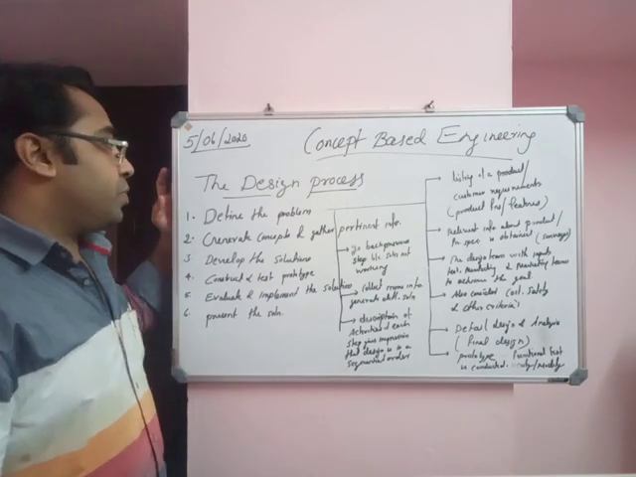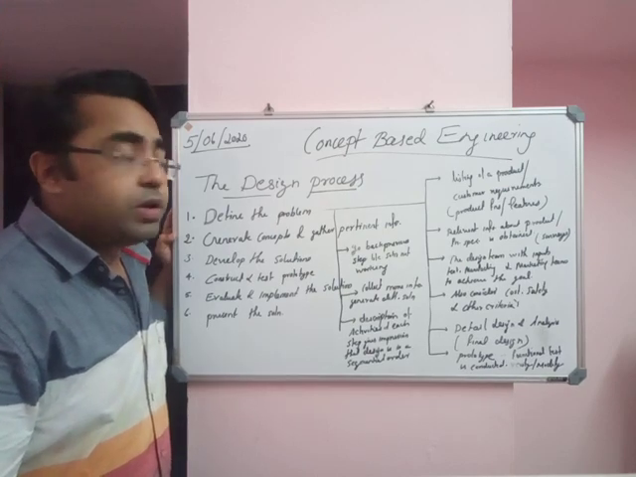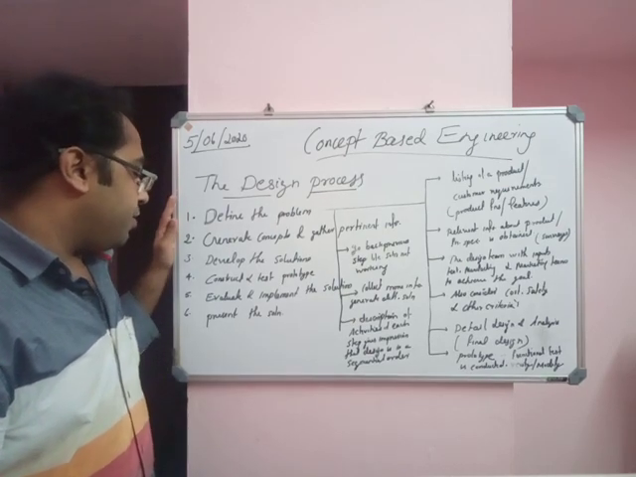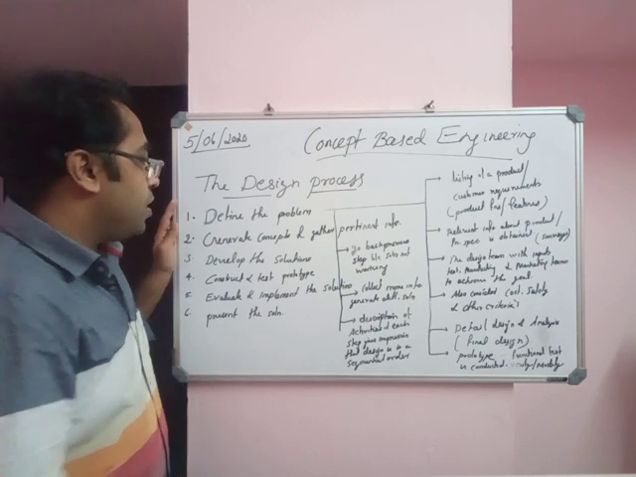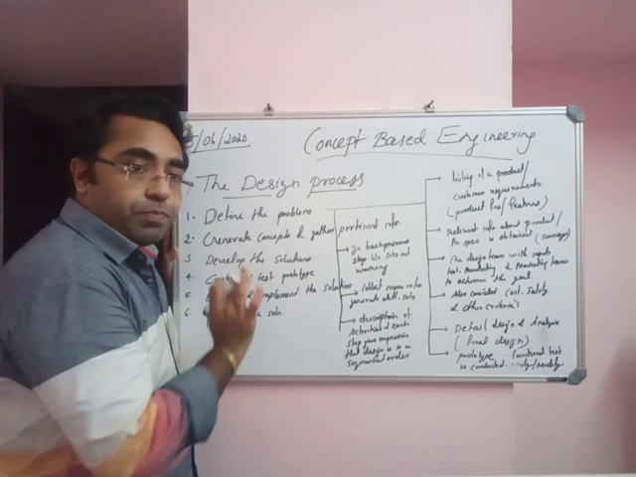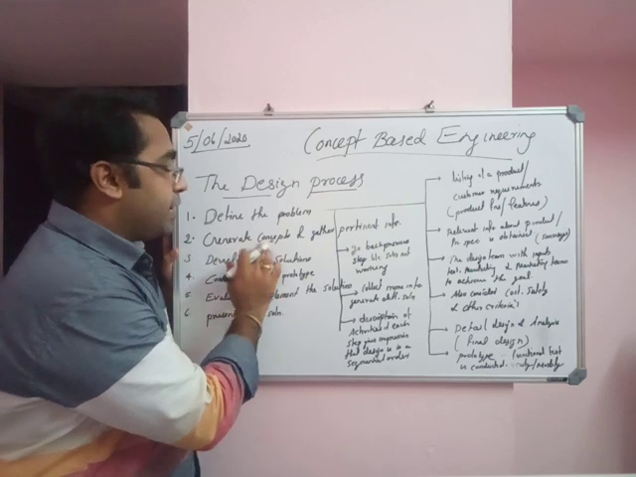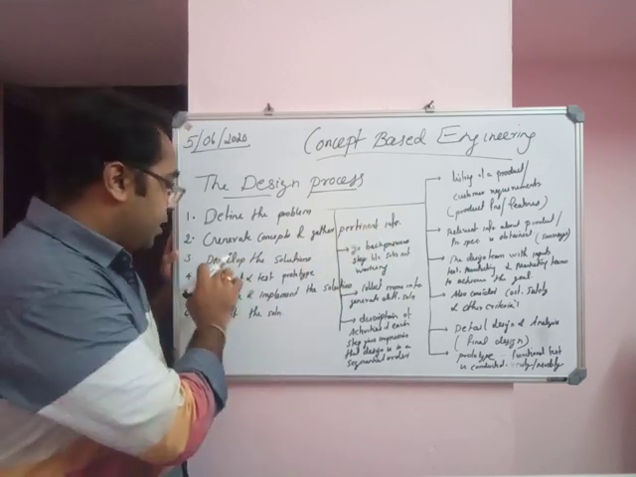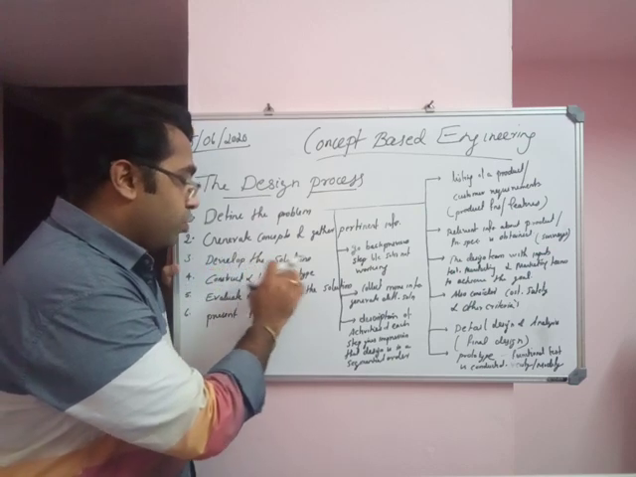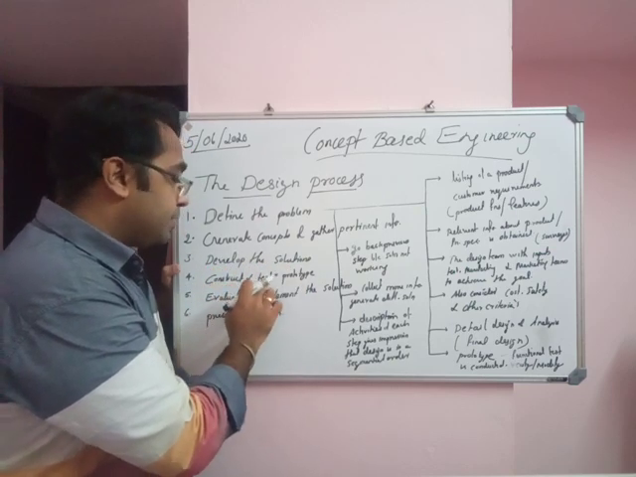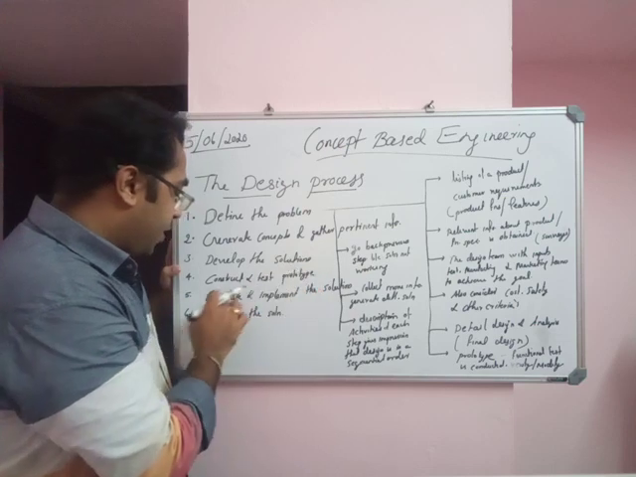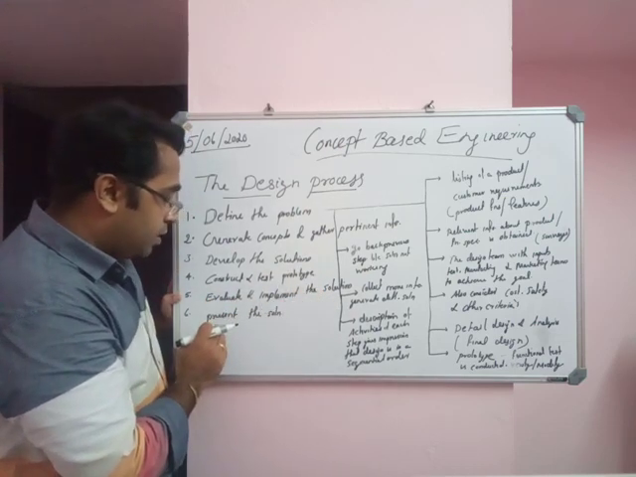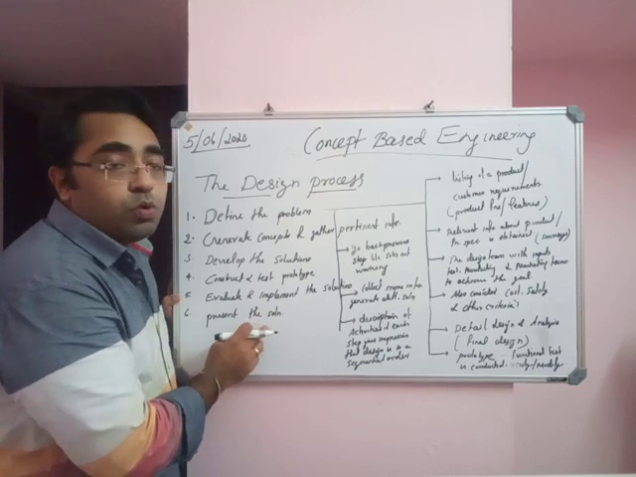So, in the last video we discussed the design process. There are basically six steps in a design process. The first is to define the problem, and the second is to generate the concept and gather the pertinent information. The third step is to develop the solutions, the fourth is to construct and test the prototype, the fifth is to evaluate and implement the solution, and the sixth is to present the solutions.